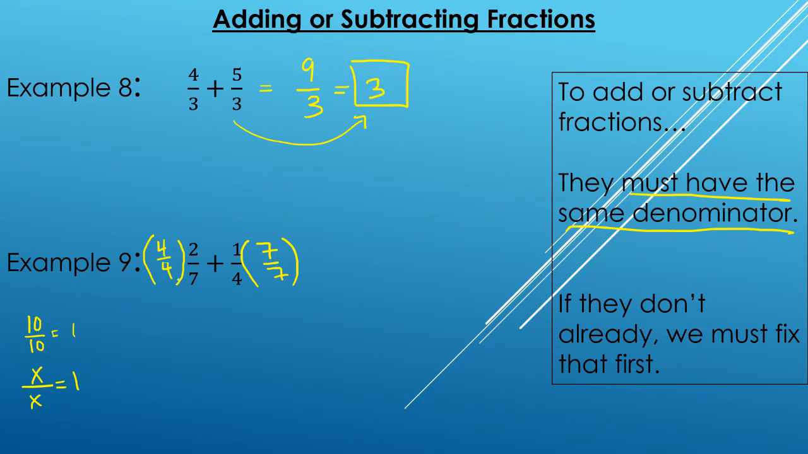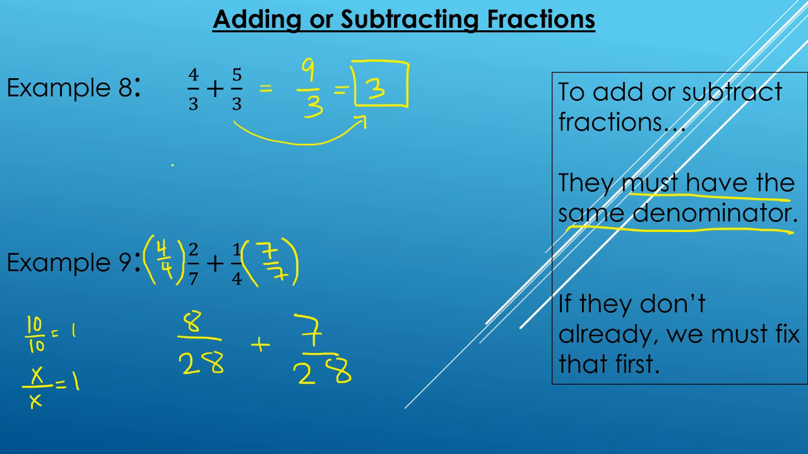So now we can change what these look like. So 4 times 2 is 8. 4 times 7 is 28. 1 times 7 is 7. And 4 times 7 is 28. So notice that on the bottoms, we had 4 times 7, 4 times 7. And that was by design. We purposely manipulated this expression so that they had matching variables, or matching denominators.